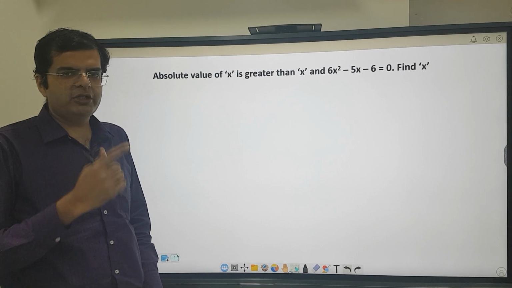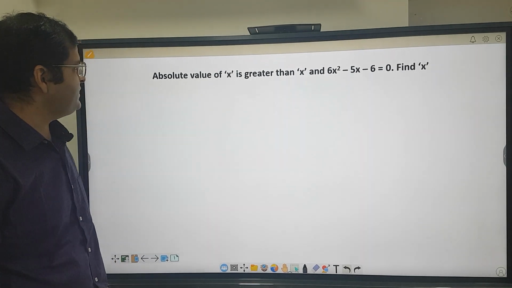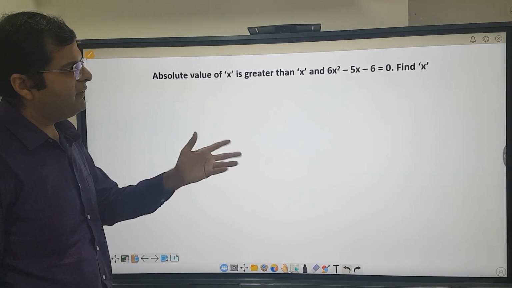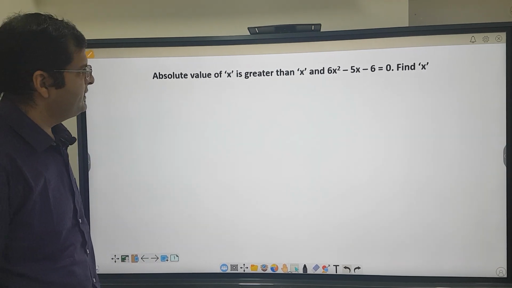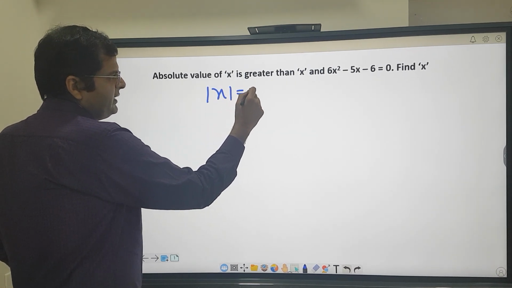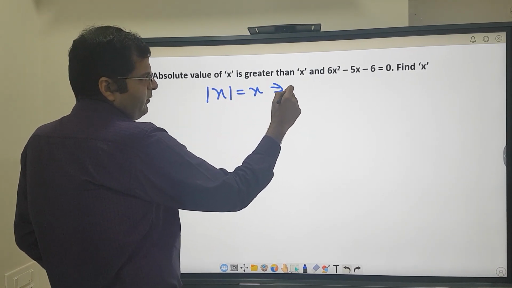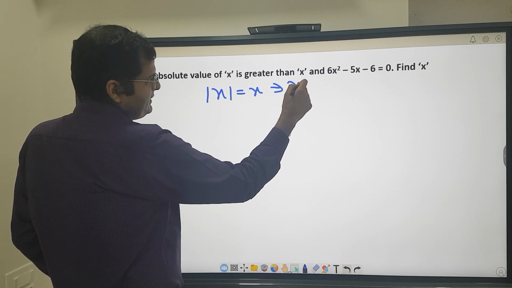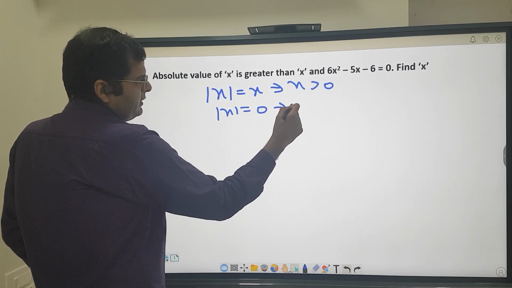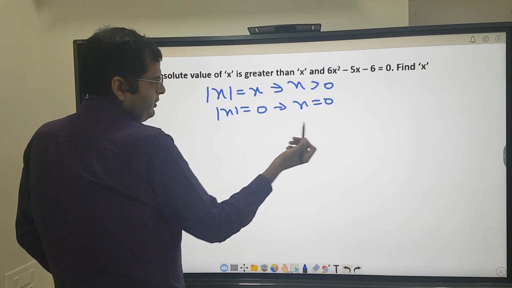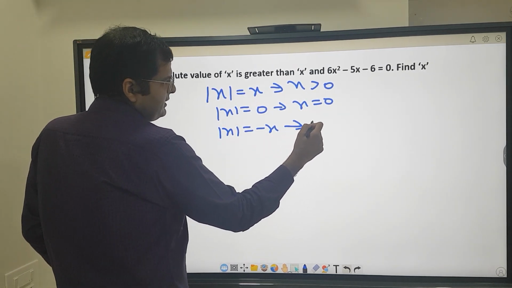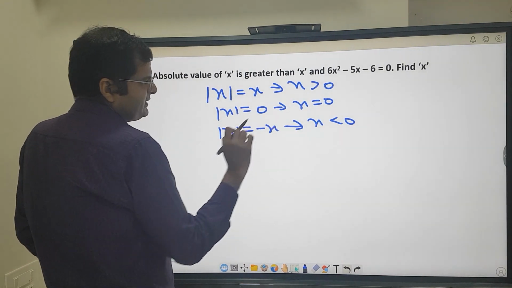So this is the 16th question of the algebra chapter. The question says the absolute value of x is greater than x, and you have a quadratic in x; you have to find x. First of all, we know the absolute value of x is equal to x when x is greater than 0. The absolute value of x is equal to 0 when x is equal to 0, and the absolute value of x is equal to minus x when x is negative, which is x less than 0.